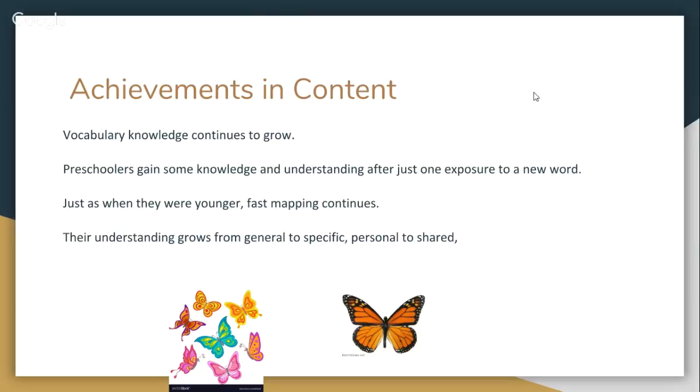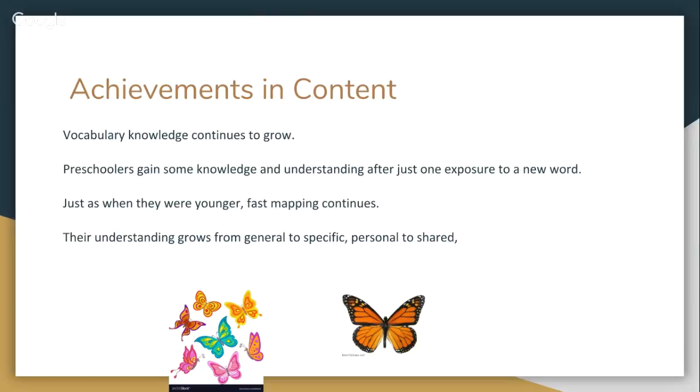There's also remarkable achievements in content in the preschool years. Their vocabulary knowledge is growing rapidly. Preschoolers gain understanding even after one time of hearing a new word. But just like when they were little, fast mapping is going to continue. So when they experience a new word, the more often they hear that word in a short period of time with additional meaning, they will build on their understanding of what that word actually means, and they'll start to get more and more specifics of how a word grows in their understanding.